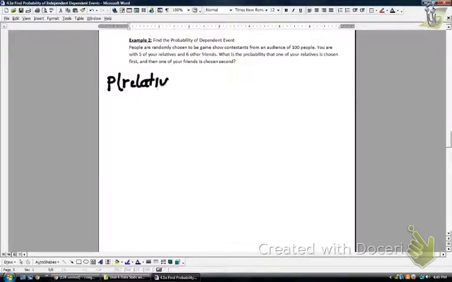relative being chosen. So there are 5 relatives. So I have a 5 out of 100 people that one of those people will be chosen. That simplifies to 1 out of 20. Okay, then the second part of that says, or second event, so then the probability that one of your friends is chosen.